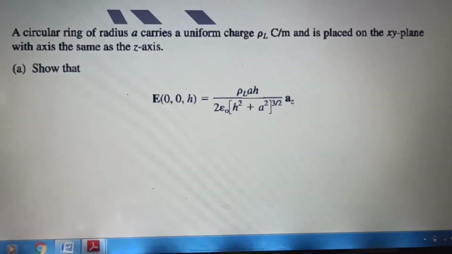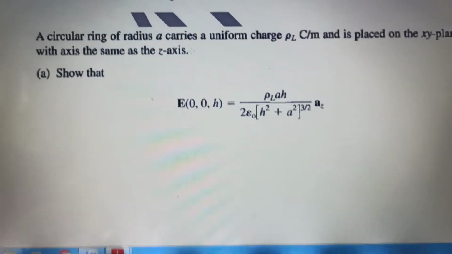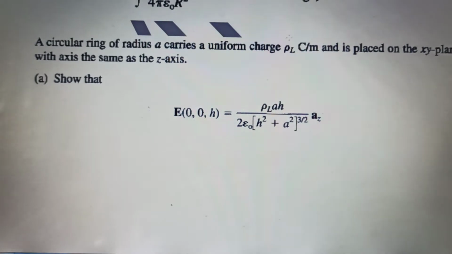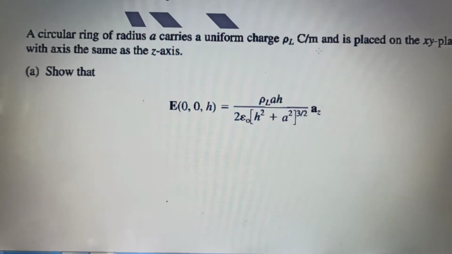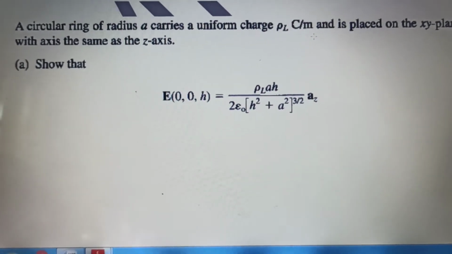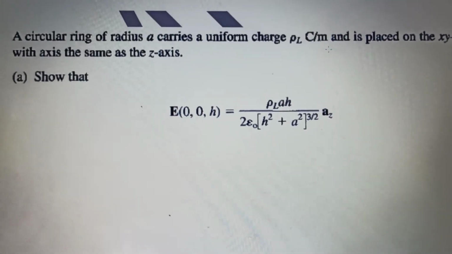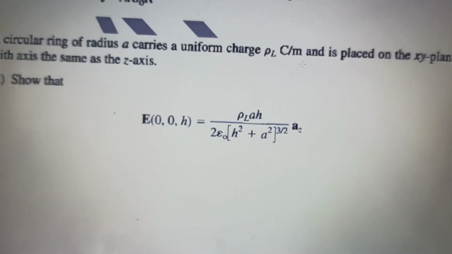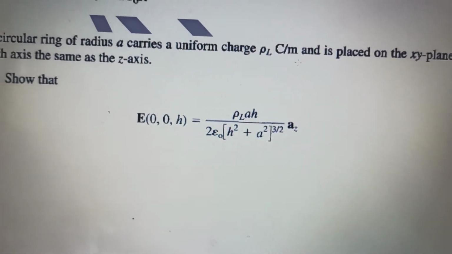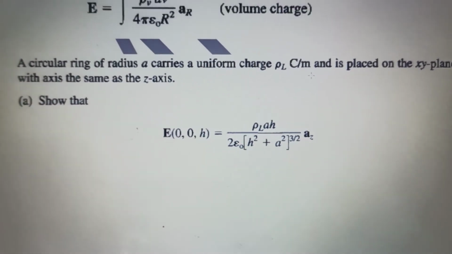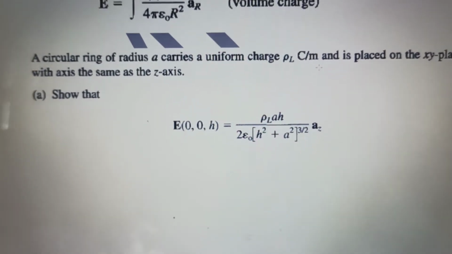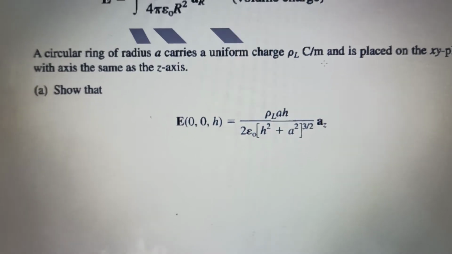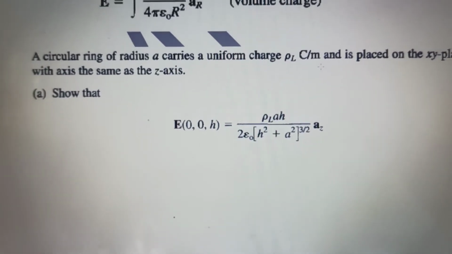Now let's solve an example. This is a circular ring of radius a having uniform charge rho L coulomb per meter. Now we have to show that the electric field at a distance of h is rho L a h upon 2 epsilon naught (h square plus a square) raised to power 3 by 2 az. Is it clear? I think it is quite clear.